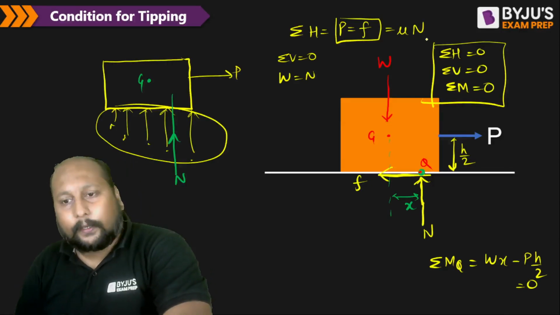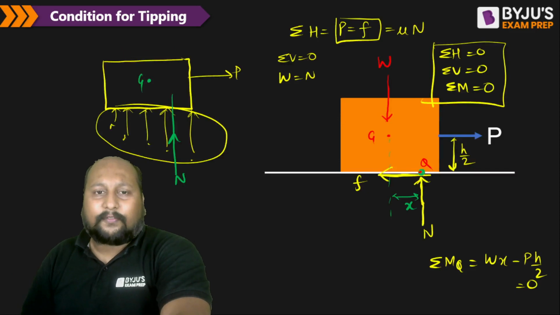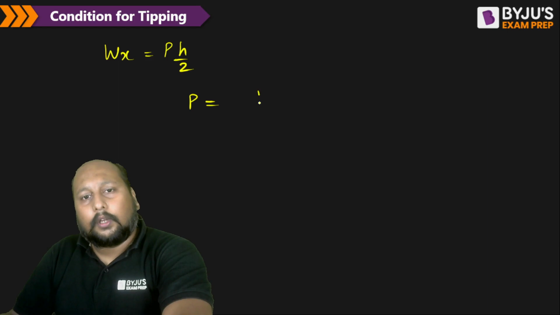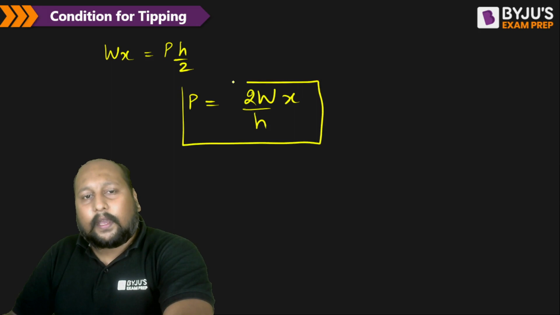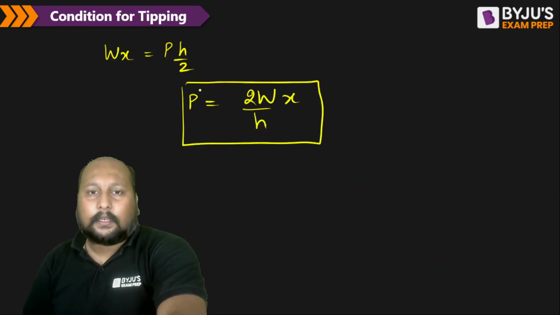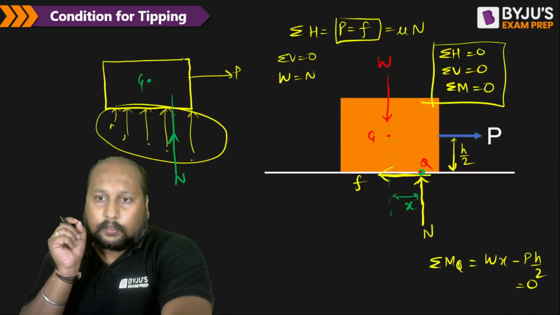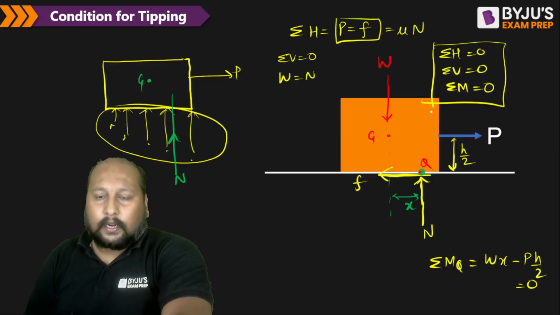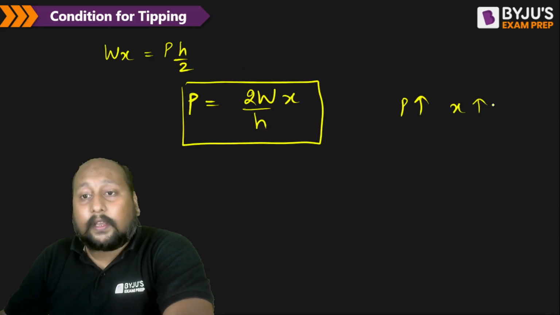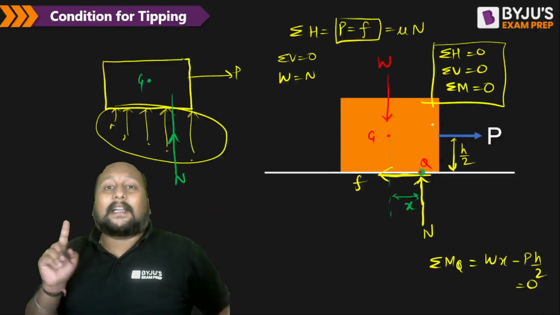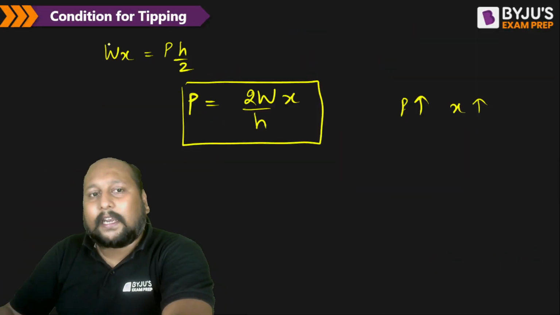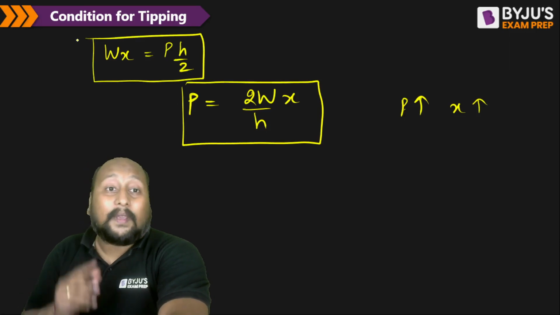F is equal to mu into N, right? Okay. So let us suppose I apply this P value, P is equal to Wx by H. Now what is happening is, if I try to increase this force P, then the distance x also increases in order to have that static equilibrium, because if this P value increases, this x value also increases, because I need to keep this particular relation at equilibrium.